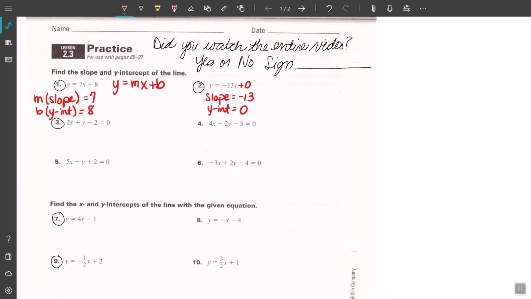And number 3, it is not in y equals mx plus b form. So we're going to need to put it into that form. We need to get the y on one side by itself. So in order to do that, I'm going to take away 2x on the left side, put it on the right, and I'm going to do the same thing with that negative 2. I'll end up with y over here and negative 2x plus 2 here. So that's our form solved for y equals mx plus b. And then I'm going to identify my slope, or my m value, as negative 2, and my y-intercept is positive 2.